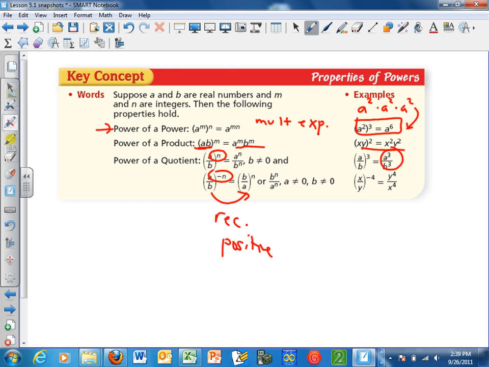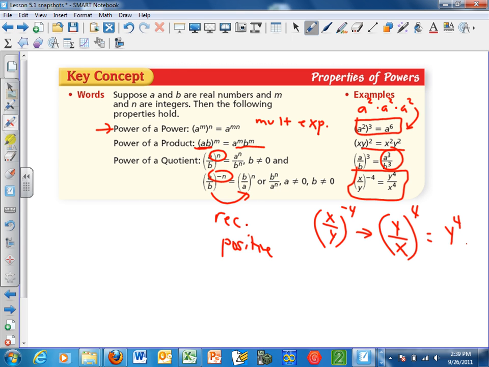Okay, so if you're looking at this example right here, I'll just do this one for you. I had x over y, outside power of negative 4. Automatically, right away, flip the fraction over, so it's y over x, make it to the positive fourth power, which would be then you use the power, top and bottom, would be y to the fourth over x to the fourth. Always make your exponent positive if it starts out negative exponent in a fraction.